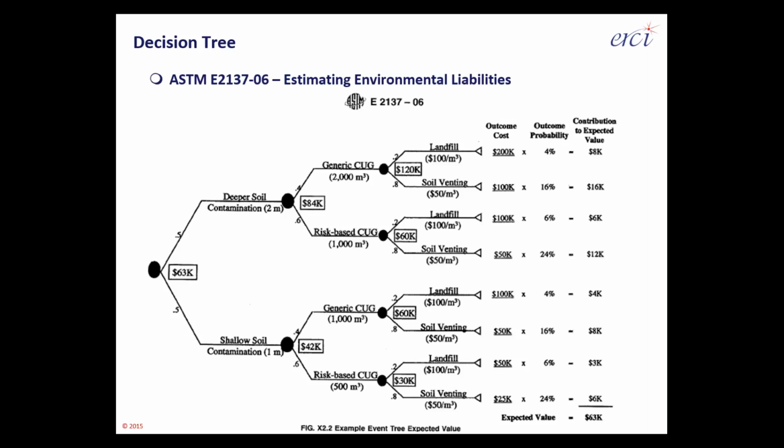What you'll see here in this example is that there's an uncertainty around whether contamination in the soil is deeper or shallower, and that's a break point for this decision tree. And then there's a decision in turn whether to pursue generic cleanup goals, that's what CUG stands for, or looser risk-based cleanup goals at a specific site, and then in turn drives the volume of contaminated soil that we're looking at and trying to evaluate.